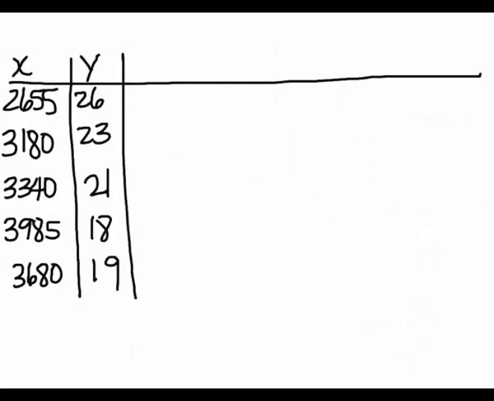Okay, so the next thing that we're going to do is find the R value. I want to know the strength of this correlation. I can already tell if I plot the points that at x equals 2655, I'm at 26, and then at 3180, I'm at 23, at 3340, I'm at 21. So as x gets bigger, my y value is getting smaller, which means this is a negative correlation. So I'm expecting my R value to be negative. But then how strong is it? Is it really close to 1, or is it further away from 1? I need to know how strong this correlation is.